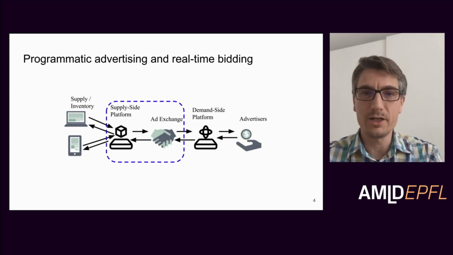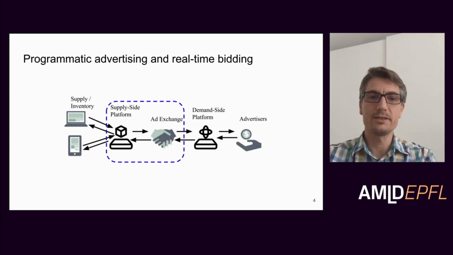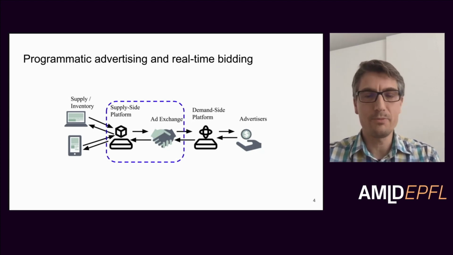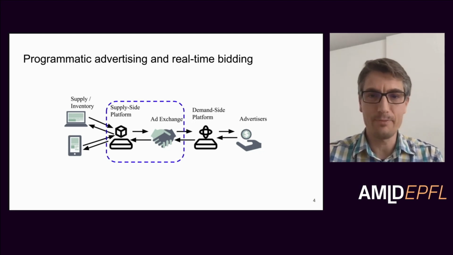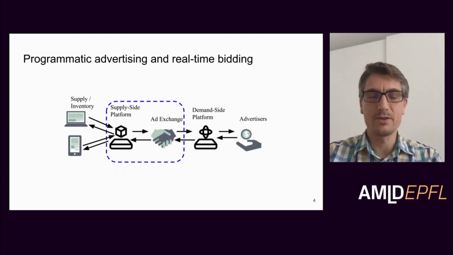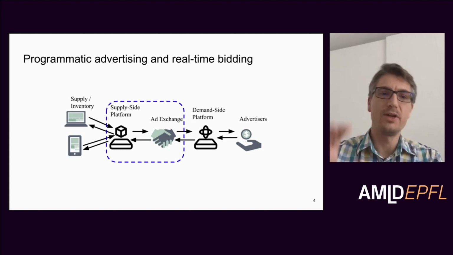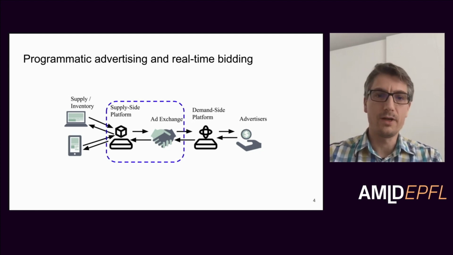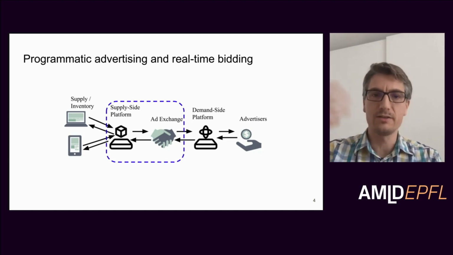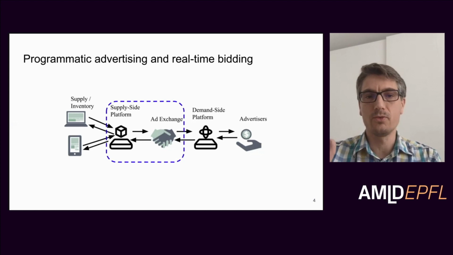Okay, so in a nutshell, what is programmatic advertising and real-time bidding? As you all know, there is no free content, right? Whenever you browse a news website on the web or you use a supposedly free app from the App Store, the money has to come from somewhere. So you're basically part of what is called supply or inventory of potential ad impressions. By browsing pages, you're generating page views. These page views will then be monetized.